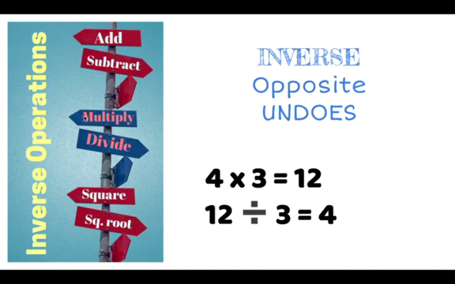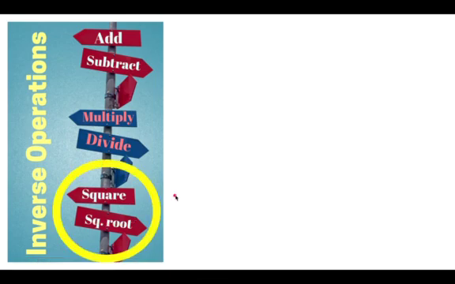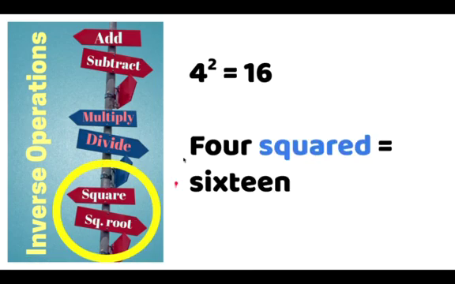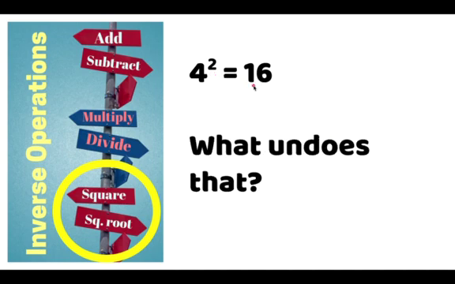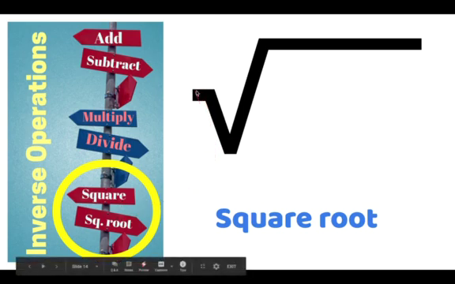Inverses. One that we have not gotten to is down here, and today's the day. We know what squares are, right? 4 squared is 16. 4 to the second power, which is called squared, is 16. But what undoes that? What will take us from 16 back to 4? A square root. So we're going to look at the relationship between squares and square roots.